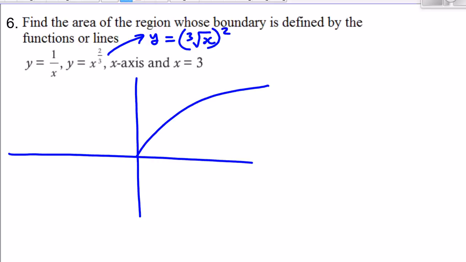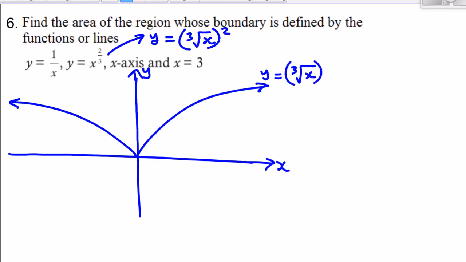This side, it looks something like that. On this side, it will also look something like that. So this is y and x. This is y is equal to the cube root of x squared. The other function is 1 over x.